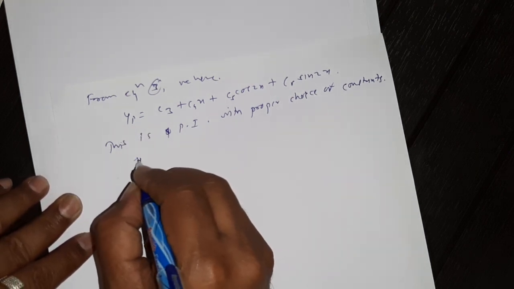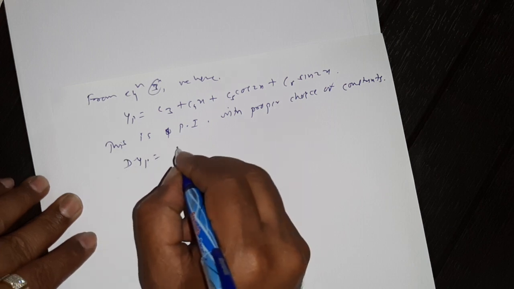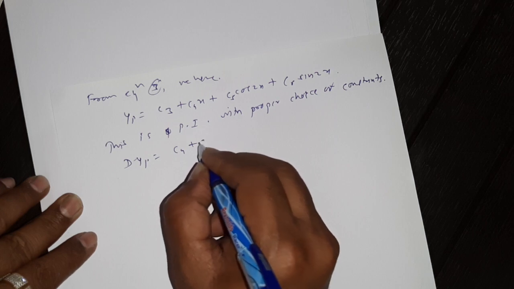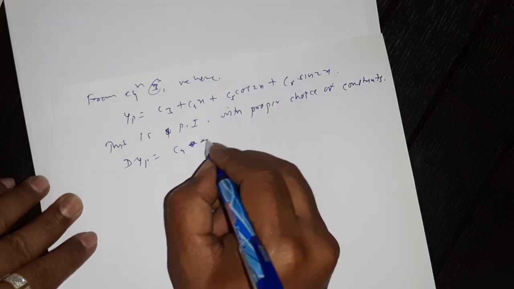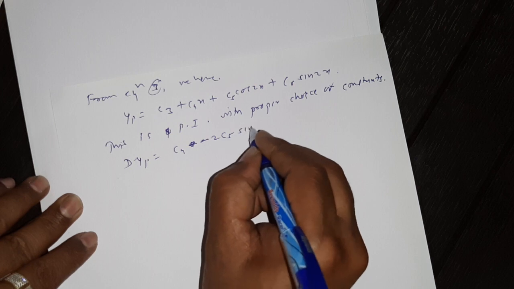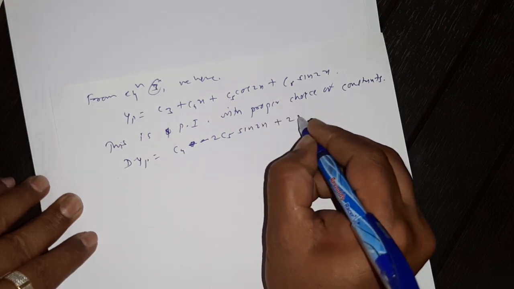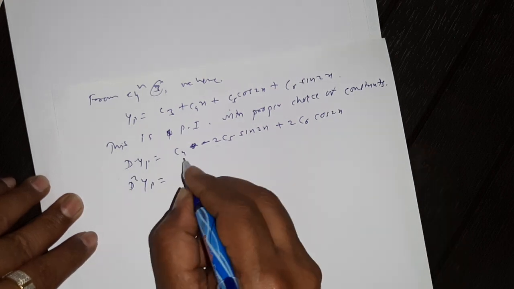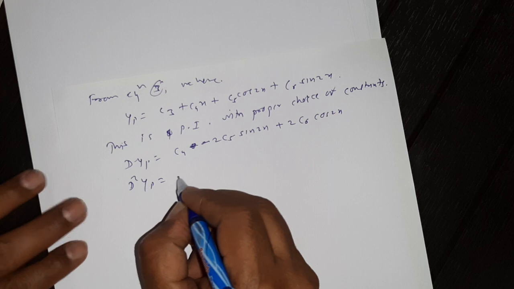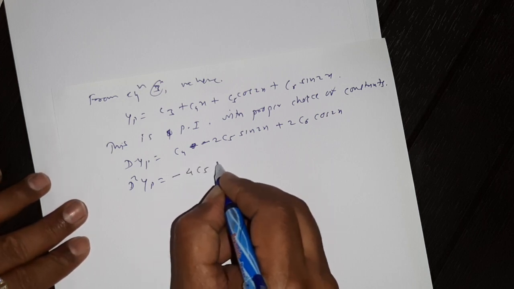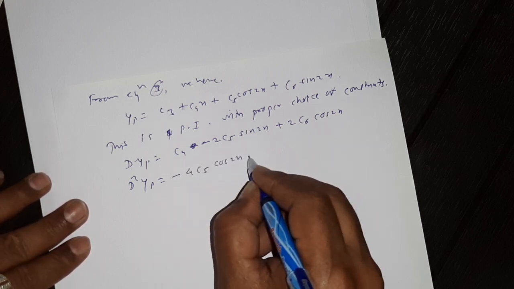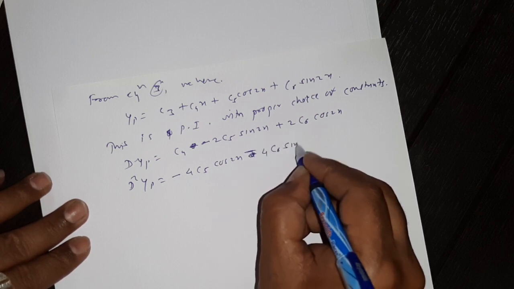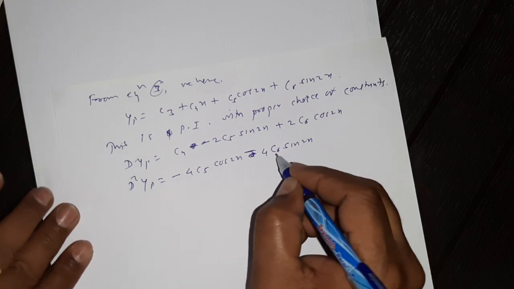First find dyp. What is dyp? c4 plus, the derivative of cos 2x is minus sin 2x, so minus 2 c5 sin 2x plus 2 c6 cos 2x. And d square yp is what? The derivative of c4 is 0, minus 4 c5 cos 2x, minus 4 c6 sin 2x. The derivative of cos 2x is minus sin 2x into 2.